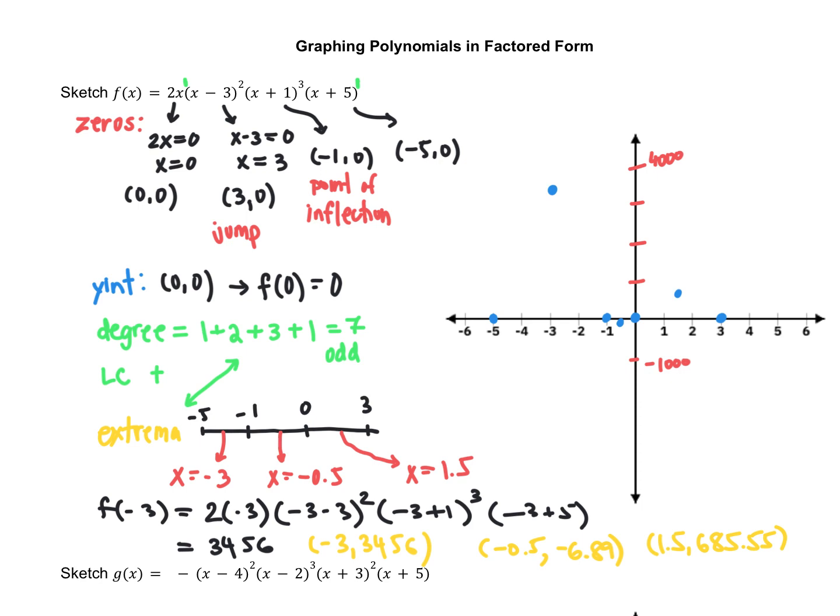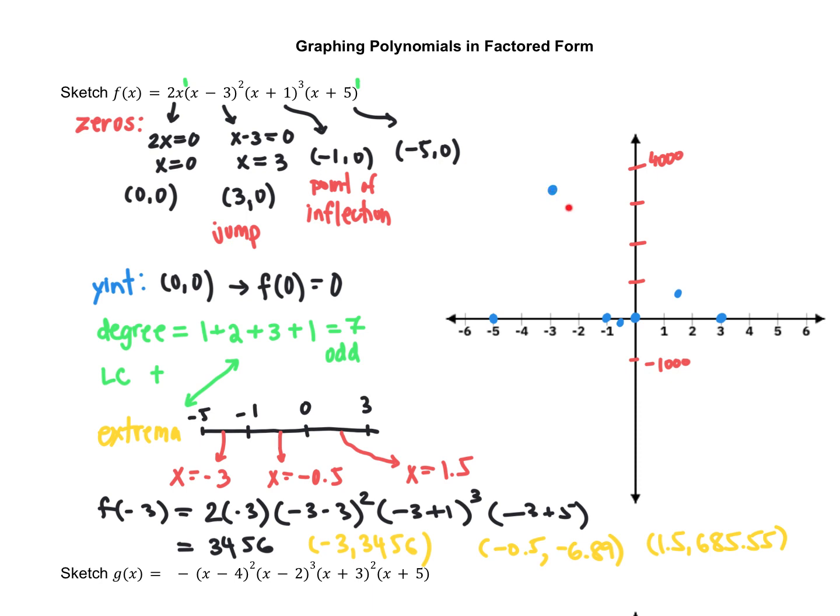Now I have to keep in mind that I have a jump at 3, and I also look at my end behaviors. This is the trend I'm going to have. So I'm starting here in quadrant 3. I'm going to pass through some things, and at 3 I'm going to jump up to stay in the positive. So I have an idea of how I'm going to connect this. So a jump at 3, and also a point of inflection at -1.